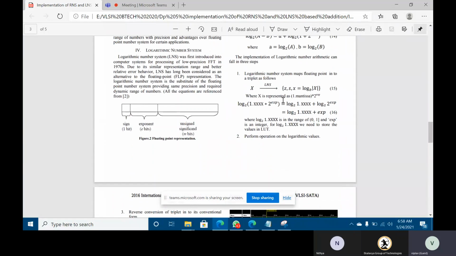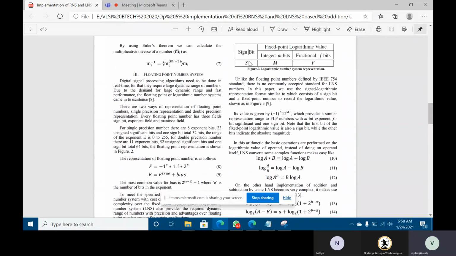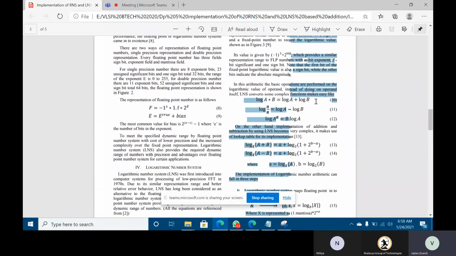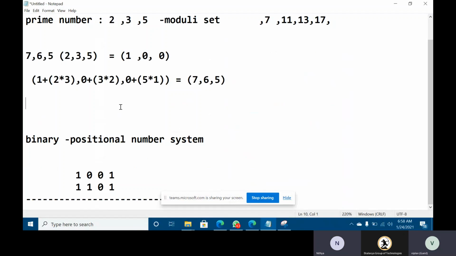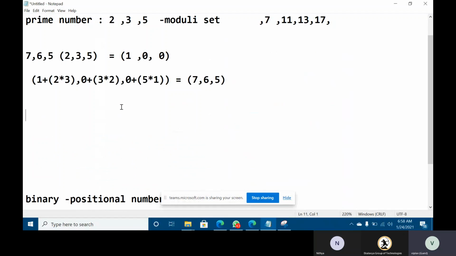Depending upon the floating point representation, we are doing logarithmic a into b. Suppose I want to take log of a into b, the formula, as you know from 8th standard onwards, is log a plus b, log a by b, log a minus b, log a power b, b log a. So log 2 a plus b, a plus log 2 1 plus 2b minus a. This is purely based on the logarithmic number system.